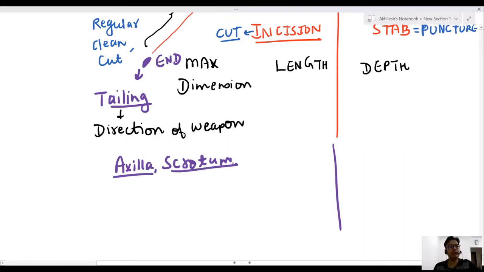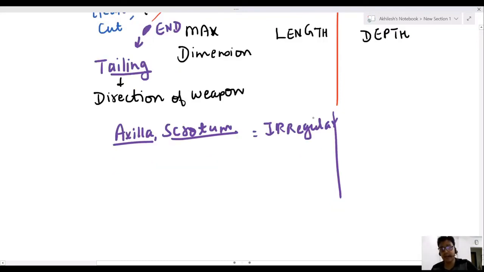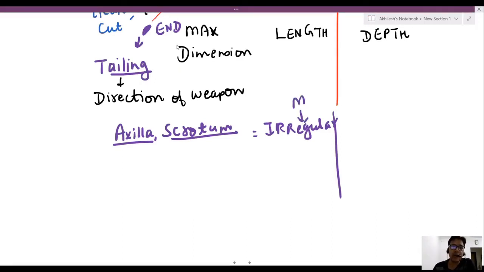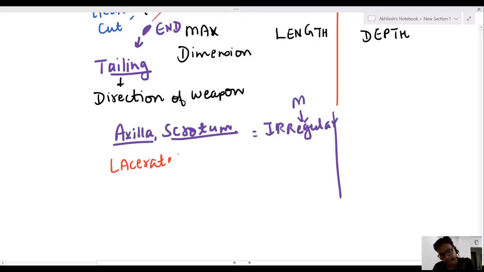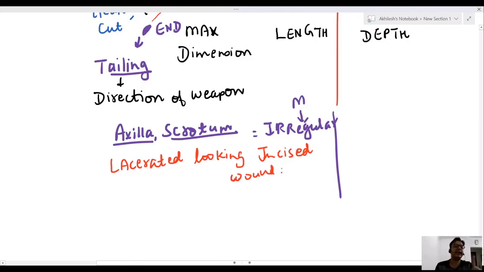When we have an incised wound here, the margins are irregular, because axilla and scrotum are very relaxed tissue. Here the margin of the incision is irregular. These incised wounds are known as lacerated looking incised wounds. Why are these known as lacerated looking incised wounds? Because margins are irregular on these sides, axilla and scrotum.